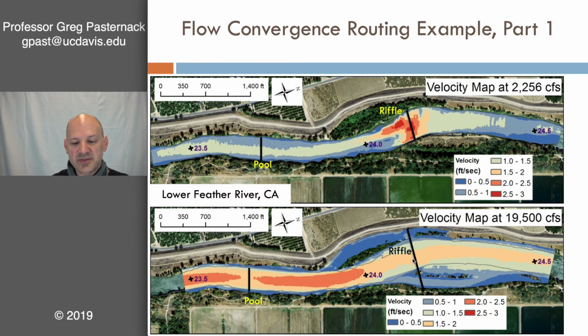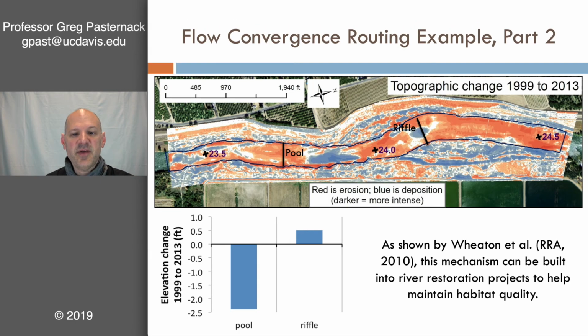So this example from the Feather River showed us flow convergence routing as a fully functional morphodynamic mechanism. It's not necessarily the only mechanism in place. Obviously, you have those peripheral channels, so there's avulsions that have taken place, and there's some amount of minor meandering here. But it shows that it works.